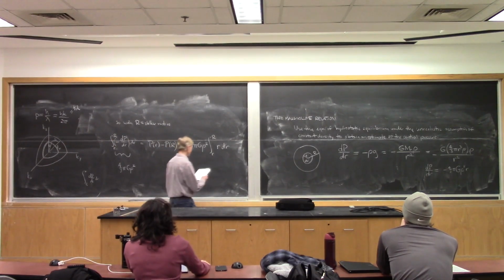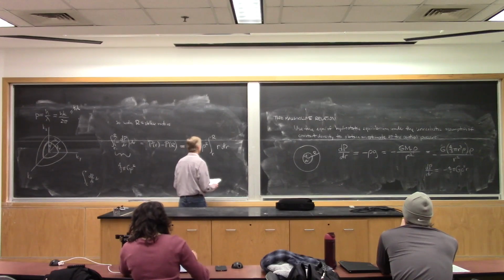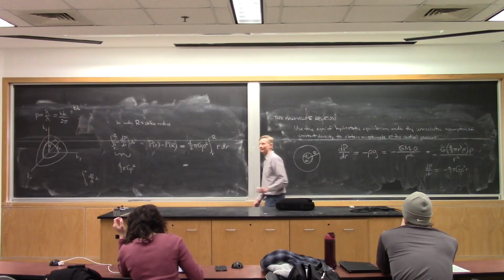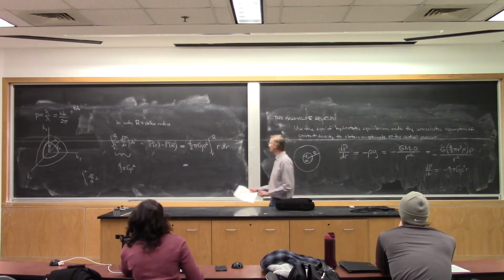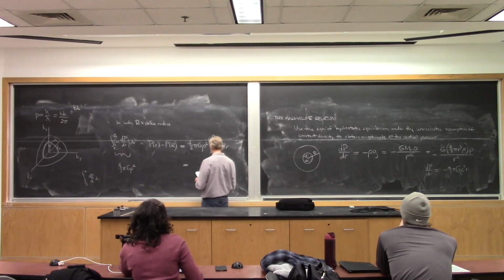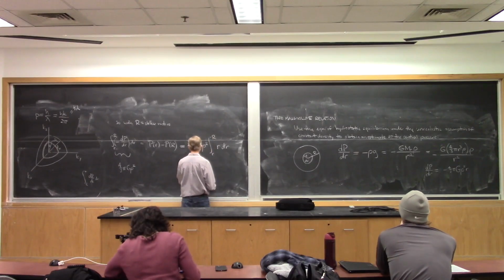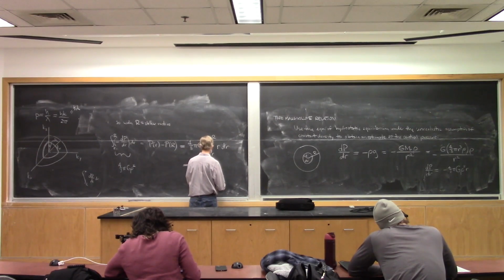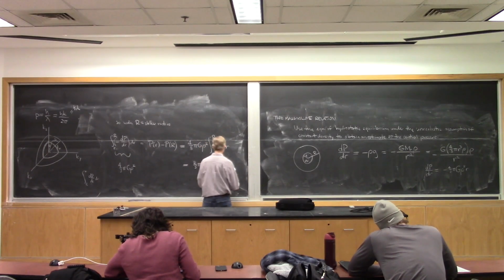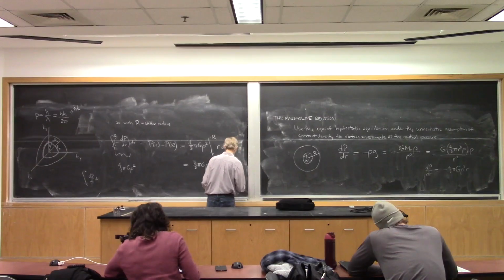So what's the integral of r? R squared over 2, right? And I'm going to plug in the limits. And so I'm going to get 2 over 3 times pi g rho squared times capital R squared minus little r squared.